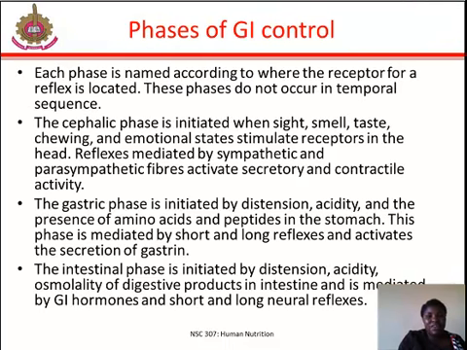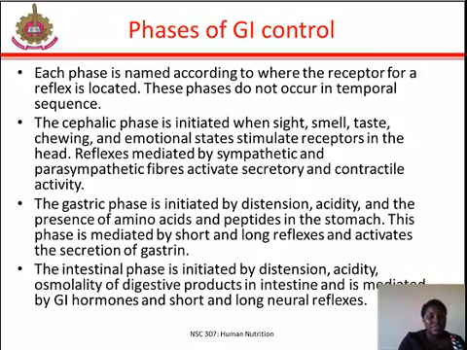The phases of gastrointestinal control. Each phase is named according to where the receptor for a reflex is located, and these phases do not occur in temporal sequence. The cephalic phase is initiated when you sight, smell, taste, chew, and even with emotional states, they stimulate receptors in the head. Reflexes mediated by sympathetic and parasympathetic fibers activate sensory and contractile activity.